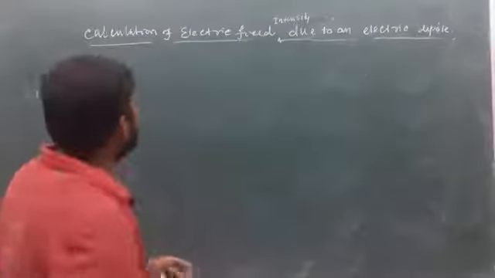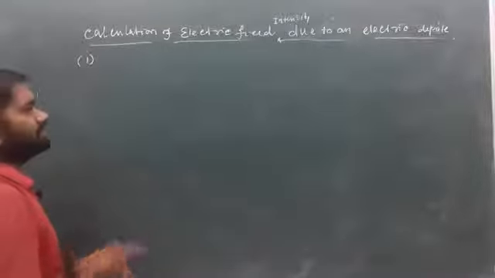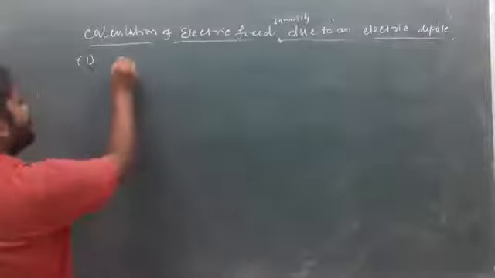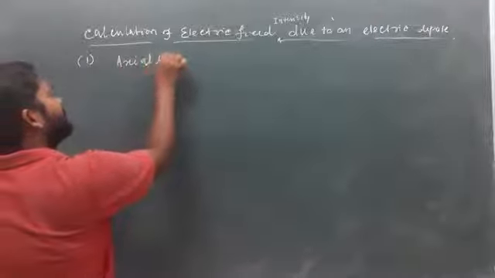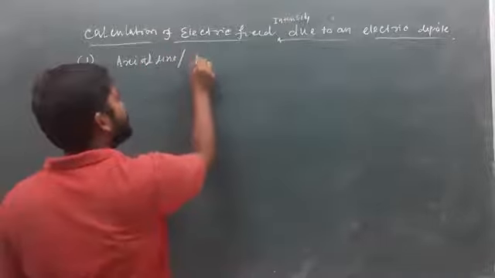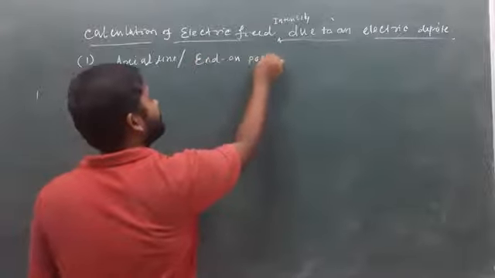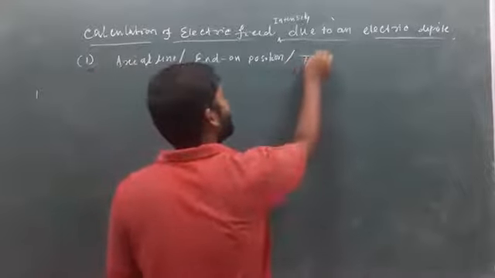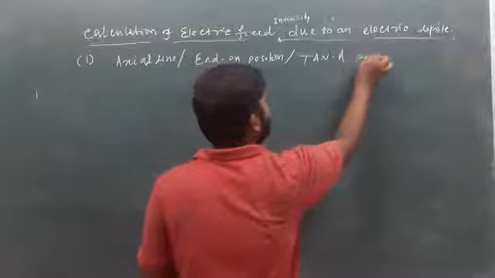Okay. So, first let us calculate the electric field intensity due to an electric dipole at the axial line. The axial line is otherwise known as end-on position, and this is also known as tan A position.